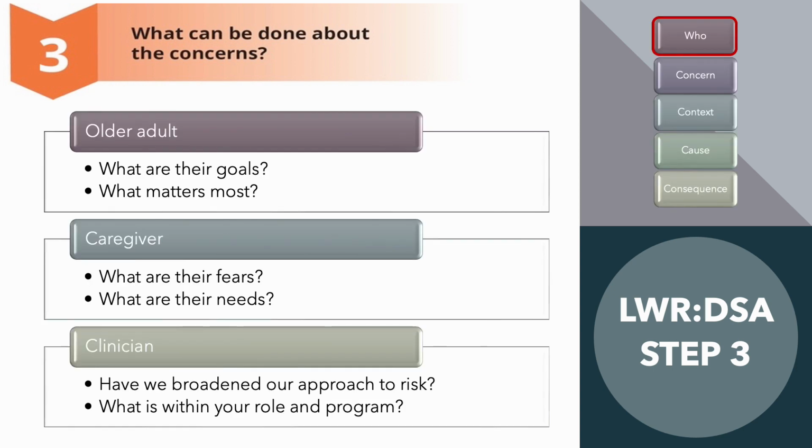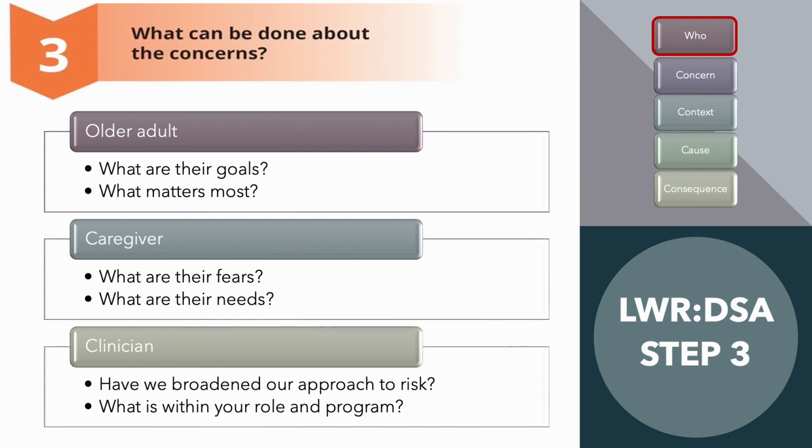Let's start with who is concerned. Identifying who is concerned helps us understand who we need to involve in the problem solving, but identifying who is not concerned can also help us probe into why there may be differences of opinion. First, we need to understand what matters most to the older adult and what their goals are. Does the older adult value quality of life or participating in activities over safety? Next, we need to understand what the caregiver's fears and needs are in order to provide recommendations that help support them.